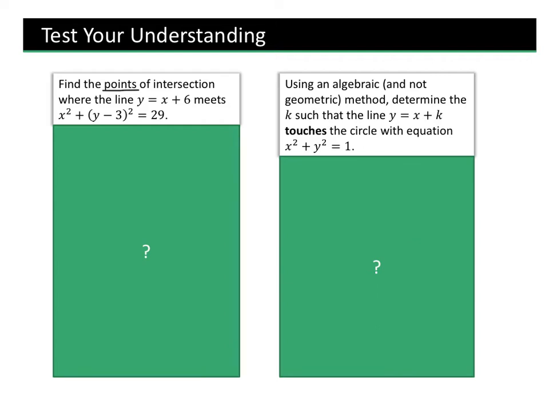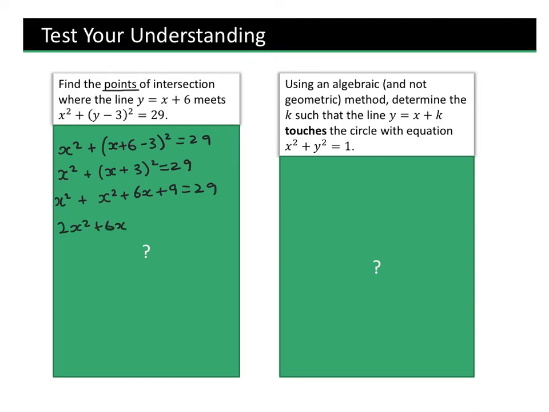So for the first one, we should substitute in the value of x plus 6 into y. So we're going to get x squared plus (x plus 6 minus 3) squared equals 29. So we're going to have x squared plus (x plus 3) squared equals 29. So we're going to have x squared plus x squared plus 6x plus 9 equals 29. So we're going to have 2x squared plus 6x minus 20 equals 0.